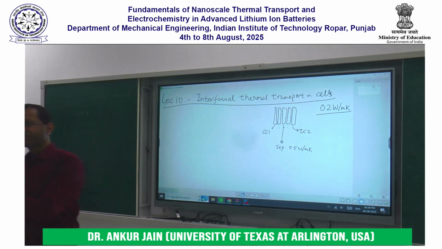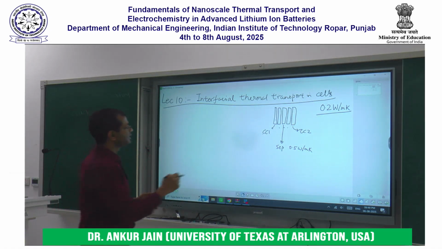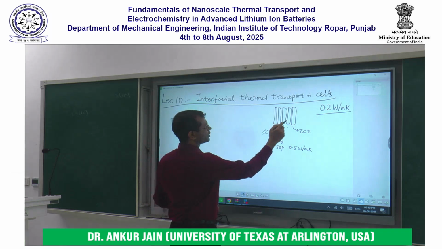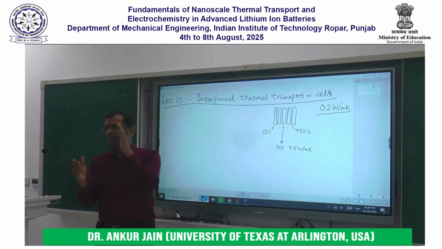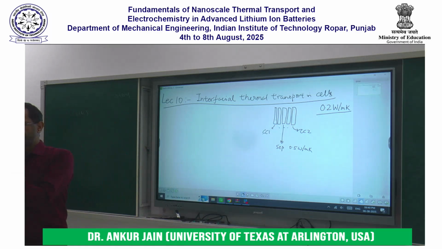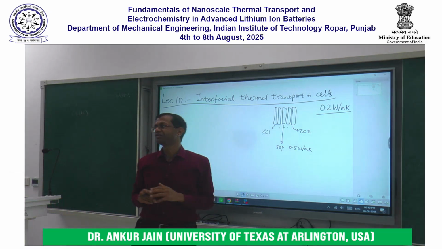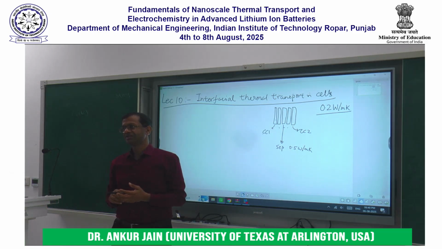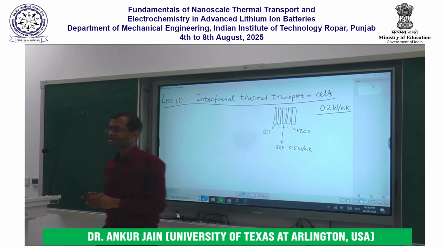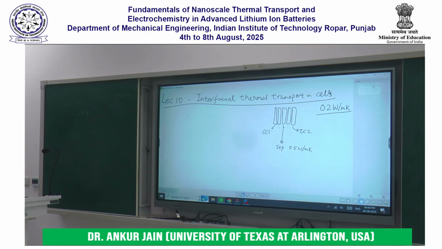And in fact, towards the end of the lecture yesterday, we said that there are a total of 4 contact resistances here. Current collector to anode, anode to separator, separator to cathode, cathode to current collector. And the question is, which of these resistances is the dominant resistance in this problem? Okay, so that is going to be the topic of our first lecture today. We will talk about thermal transport at the interfaces between materials inside lithium ion cells.